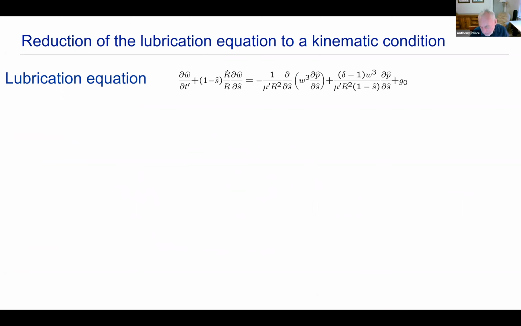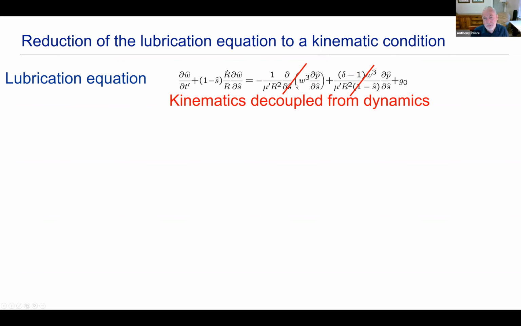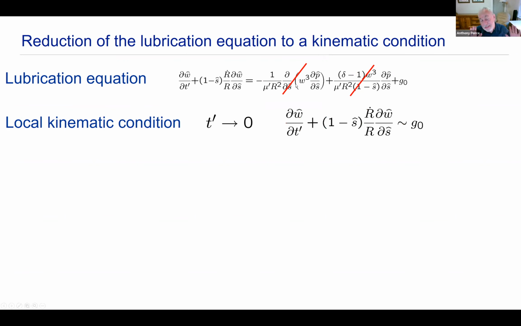So now we go back to the lubrication equation. Because of that logic, we can throw away these two terms. And this is really quite profound, because it says that kinematics is decoupled from dynamics. So there's nothing involving the elastic modulus, Poisson's ratio, or the viscosity in the kinematics from then on. So you get this simple kinematic condition, which is local.